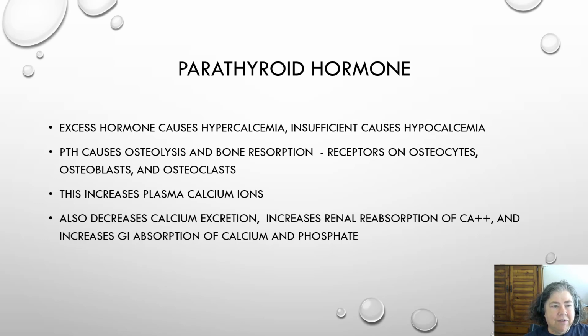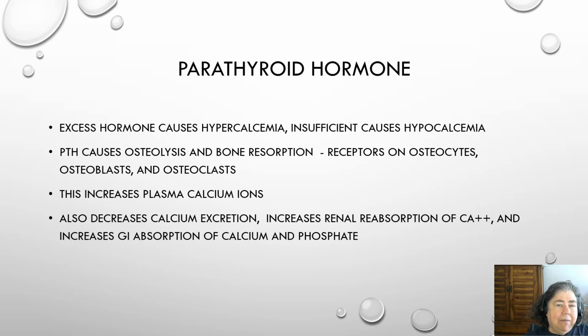I apologize for that. So when there is excess parathyroid hormone, calcium levels go up. And when there is inadequate parathyroid hormone, calcium levels go down. So parathyroid hormone excess leads to hypercalcemia, and parathyroid hormone deficiency leads to hypocalcemia.